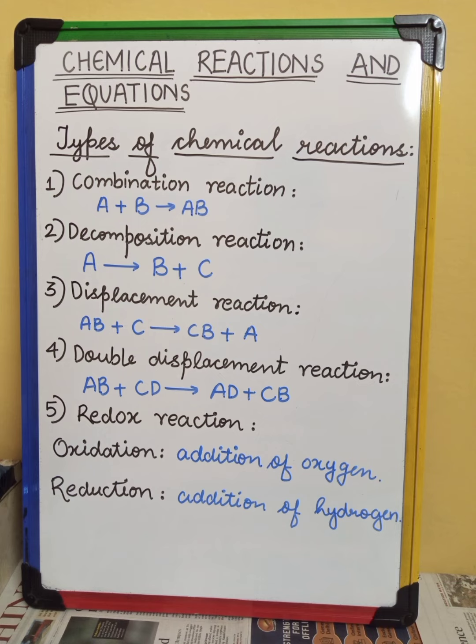The next type of reaction is displacement reaction. The reaction in which highly reactive element displaces less reactive element from the reaction. Such a reaction is known as displacement reaction. Next we come to double displacement reaction. The reaction in which an exchange of ions between the reactants takes place is called as double displacement reaction.